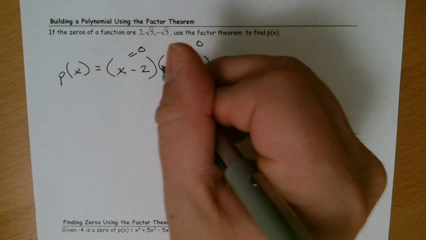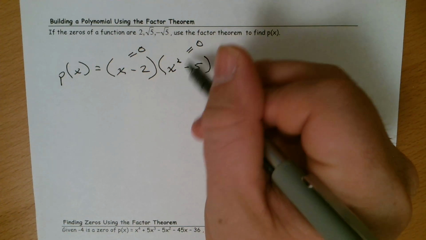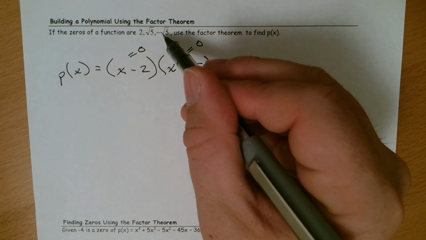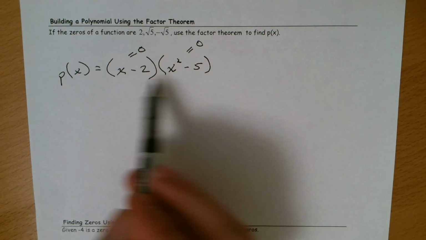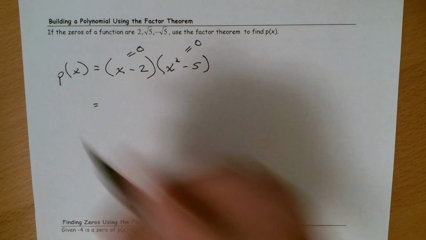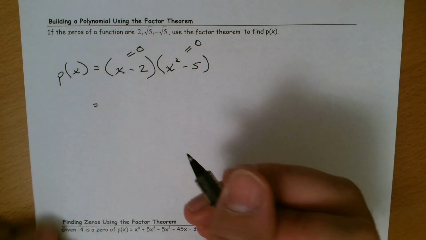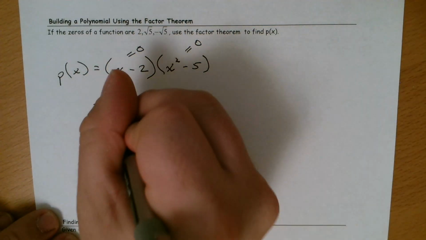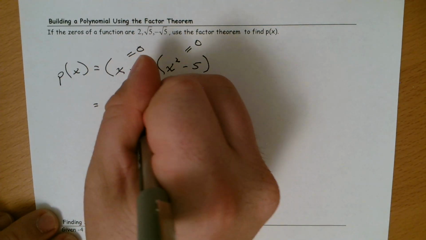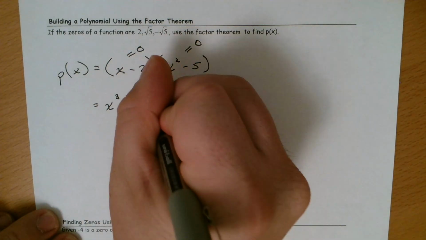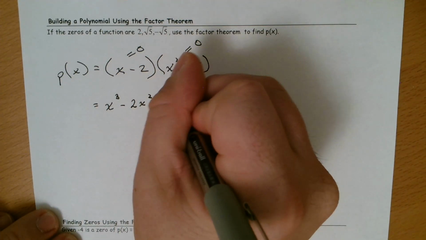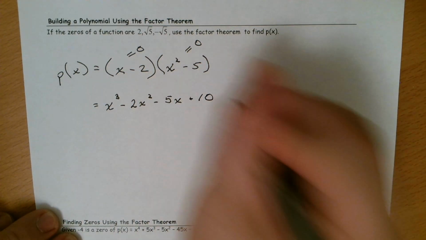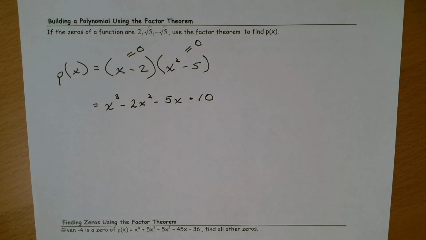and x squared minus 5 was set equal to 0. Because if x squared minus 5 is equal to 0, x squared equals 5, x equals plus or minus radical 5. So we know these are our 2 factors. Now just foiling them to make a new polynomial is easy peasy. X times x squared is x cubed minus 2x squared minus 5x plus 10. And there's your polynomial.